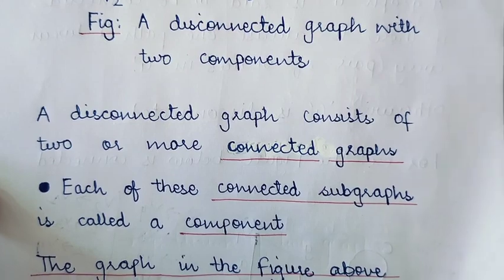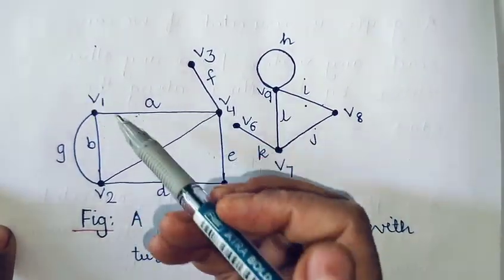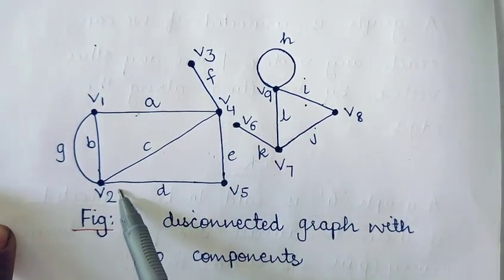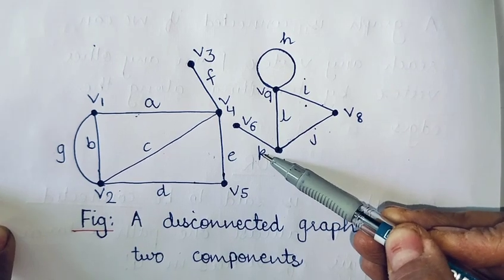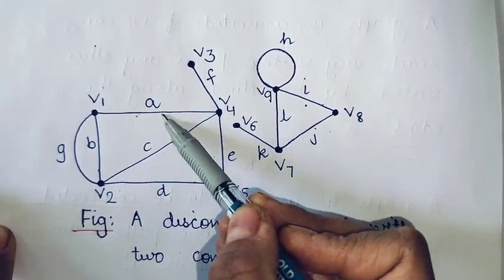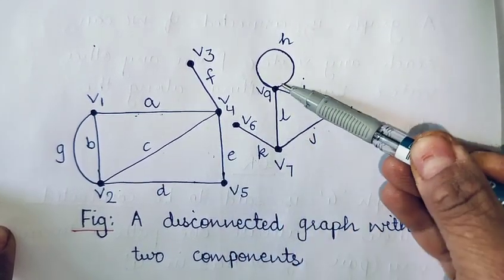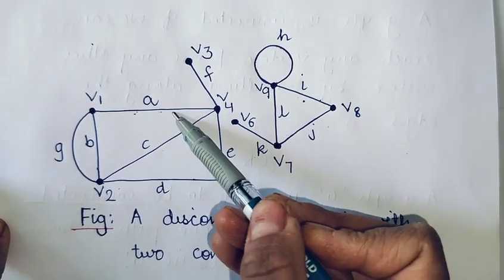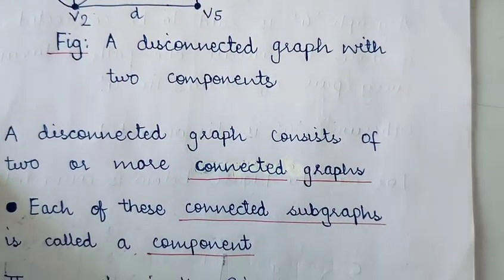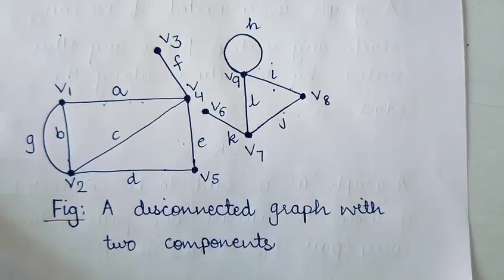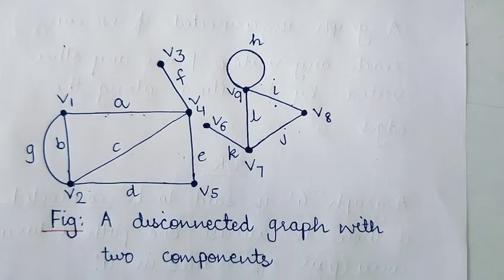And each of the connected subgraphs is called a component. So if this is a disconnected graph, I can clearly say that this is a subgraph of that disconnected graph, and this is also a subgraph of this disconnected graph, and each of these connected subgraphs is called a component. So this is one component and this is the second component. And you can clearly see that the graph in the figure above consists of two components, and hence this is a disconnected graph.